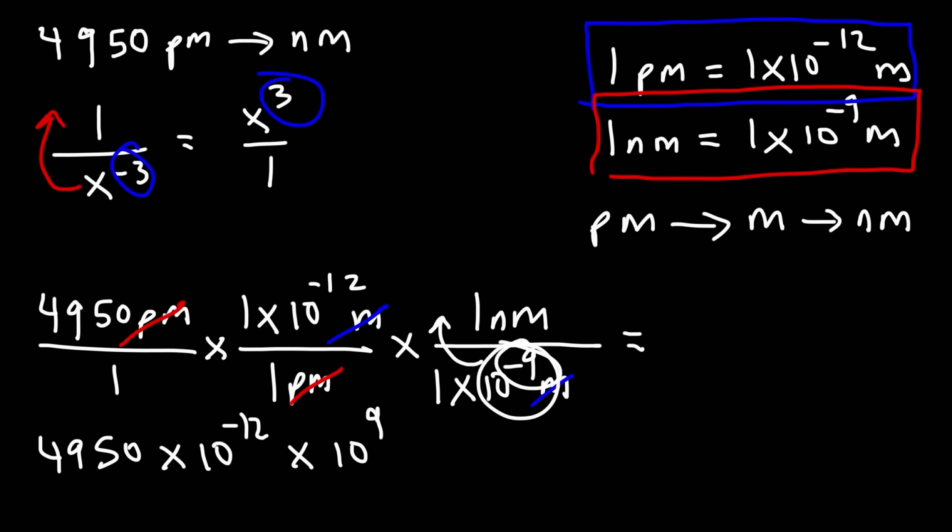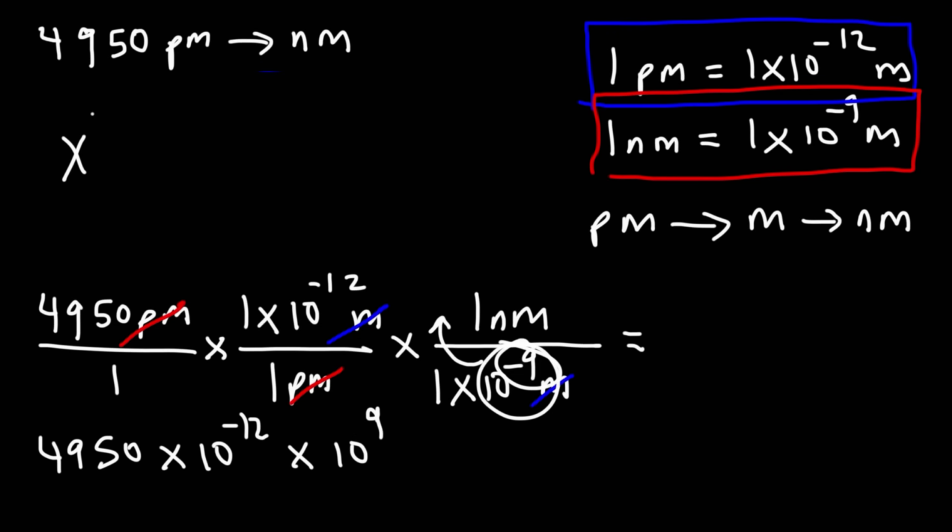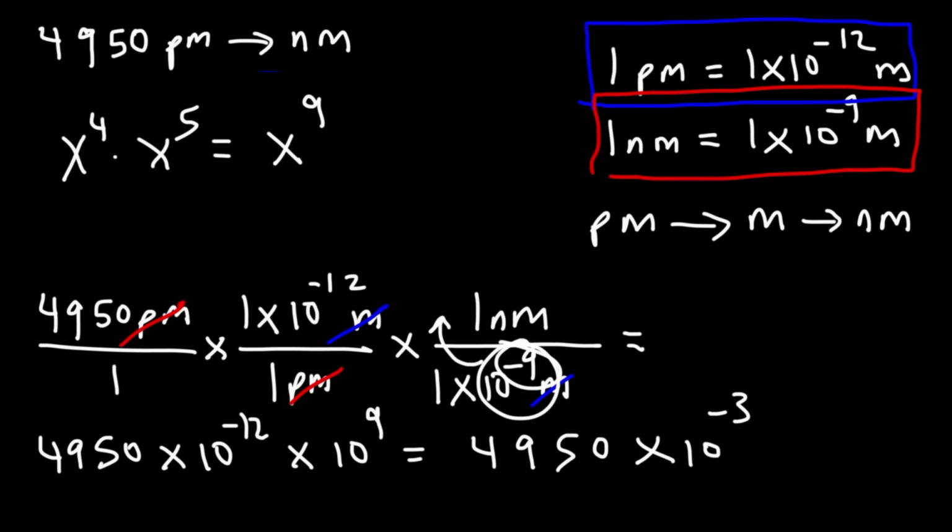Now let's review some rules in algebra, rules associated with exponents. If we multiply x to the 4th by x to the 5th, this is going to be equal to x to the 9th. Whenever you multiply by a common base or two common variables, the exponents should be added. So here the common base is 10, and we're multiplying them. So we're going to add negative 12 and 9, which will give us negative 3. So what we have now is 4950 times 10 to the negative 3. And of course, we have the units nanometers.